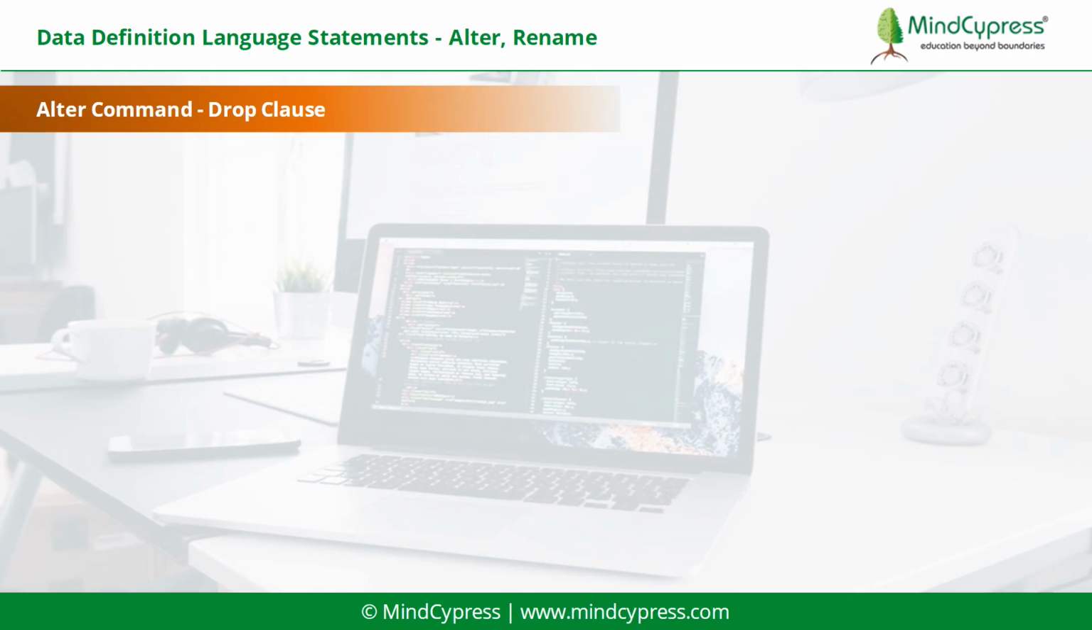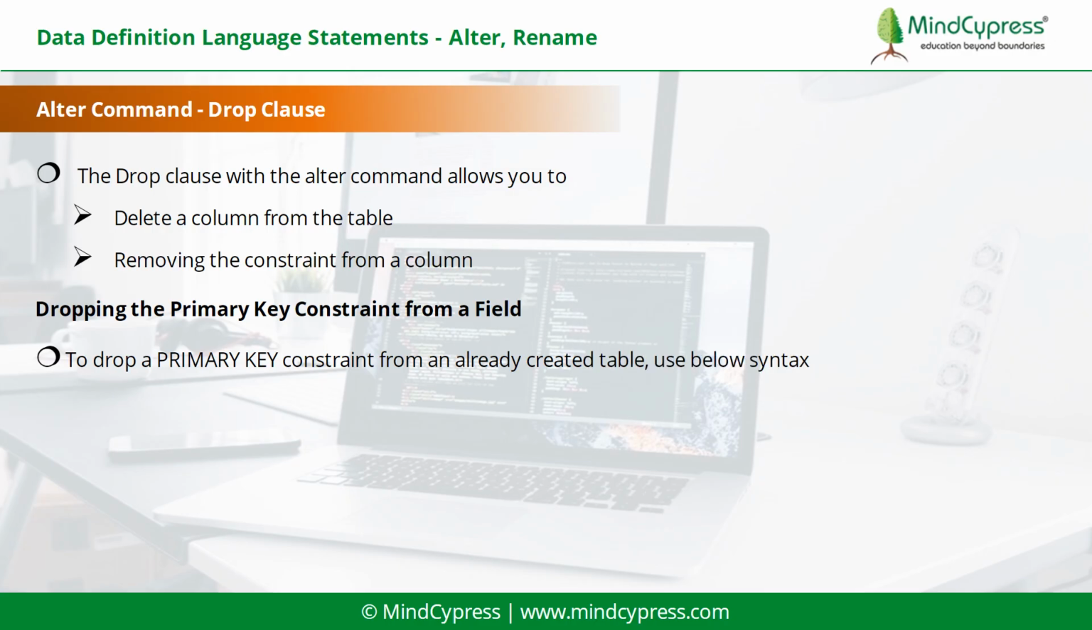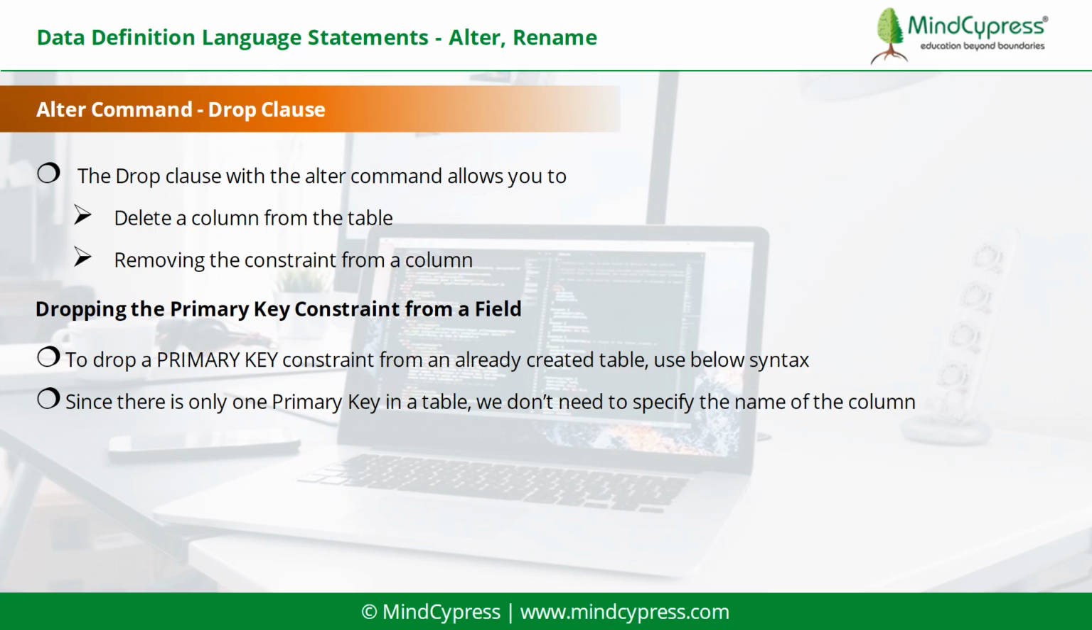Now, let's discuss the drop clause and alter command. The drop clause with the alter command allows you to delete a column from the table and remove a constraint from a column. Dropping the primary key constraint from a field: to drop a primary key constraint from an already created table, use the below syntax. Since there is only one primary key in a table, we don't need to specify the name of the column. Here is the syntax.